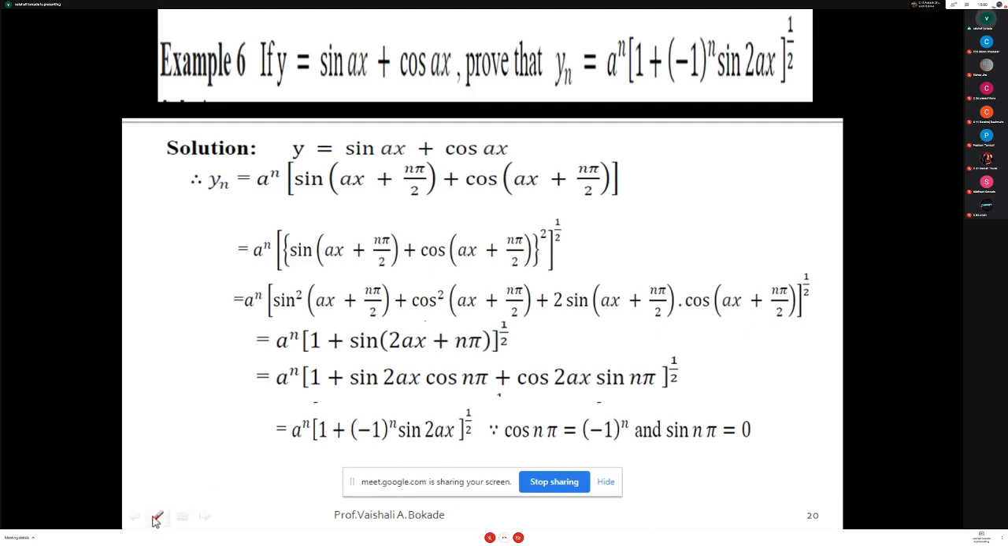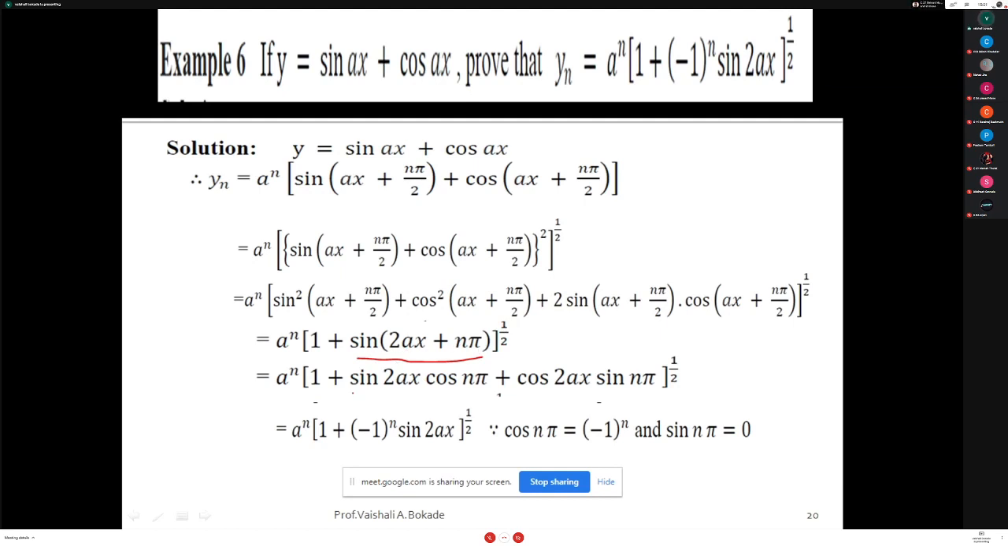Now tell me whether you're getting this step, how it comes. Yes, ma'am. I'm just going for 2 sine A into cos B, so it becomes 2 sine theta into cos theta. So I'm just having sine 2 theta here. Raised to 1 by 2, we are keeping this as it is. Now I am having sine of twice ax plus n pi.